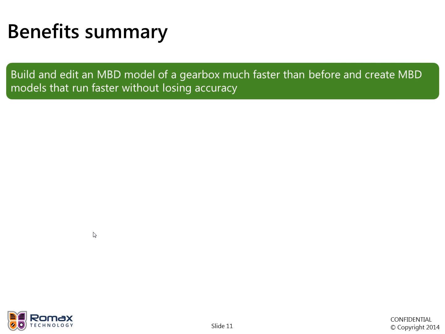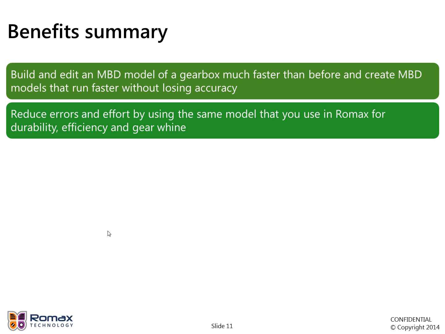So summarizing the benefits of DynamicFUSION, we can build and edit multi-body models much faster than before because we're using dedicated software like Romax Designer or Concept, which are designed for building these models. And we can create multi-body models, again, very quickly in just a few seconds, that run faster without losing accuracy. We are reducing errors and effort in creating multi-body models by using the same model that many of you will already be using in Romax Designer for NVH analysis, for durability analysis, for efficiency analysis.